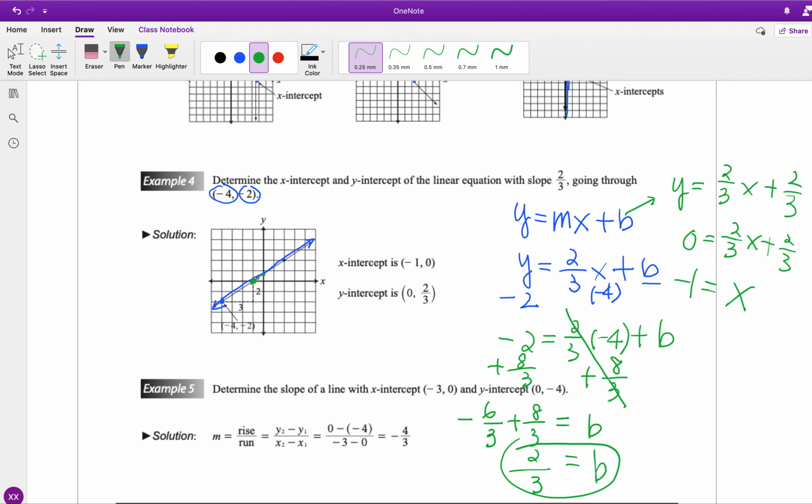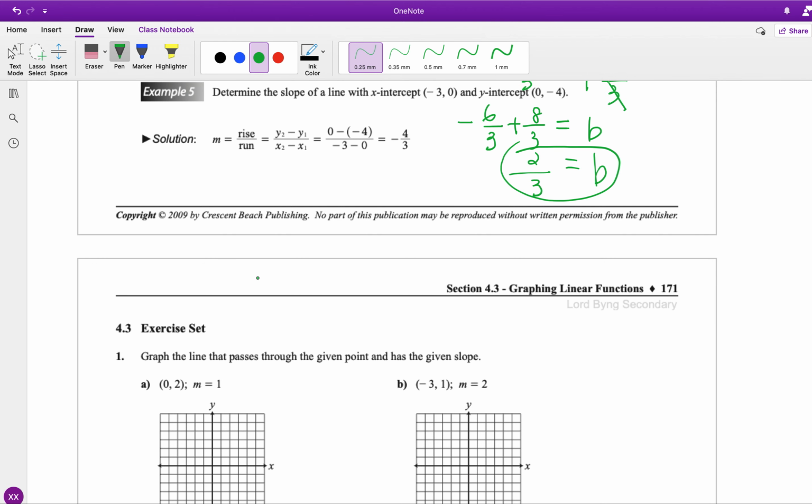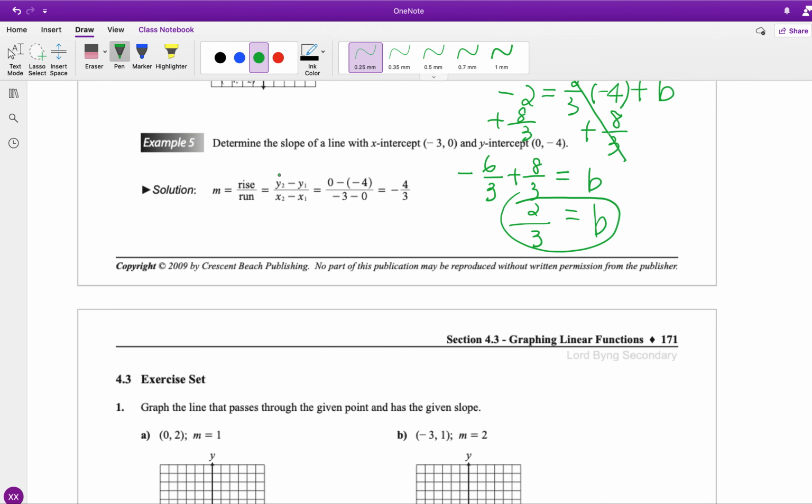All right? Okay, so then the next example, I would suggest you take a look at by yourself because otherwise the video will go too long. And then do the exercise in 4.3.